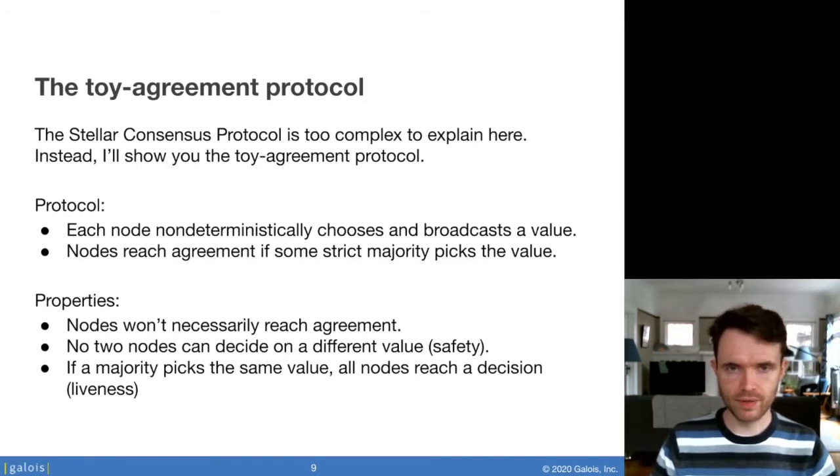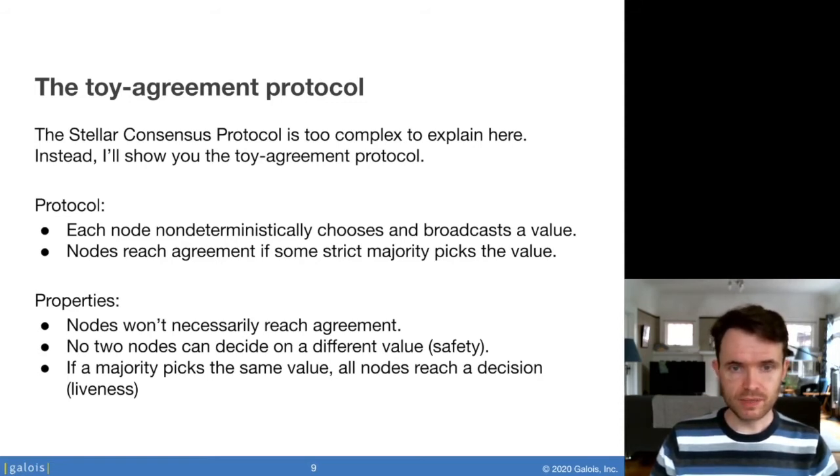This is the algorithm. First, each node non-deterministically chooses and broadcasts a value. Then, nodes reach an agreement if some strict majority picks the same value. Now obviously this algorithm won't necessarily result in choosing a value, but it does satisfy a safety and a liveness property. First, a safety property: no two nodes can decide on a different value. Also, a liveness property: if messages are reliably delivered and a strict majority proposes the same value, all nodes reach the same decision.